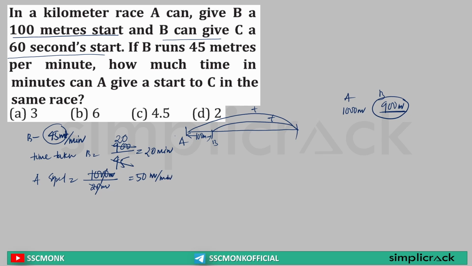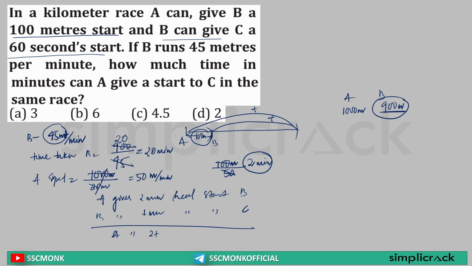Now, what was happening? Sir, A was giving B a head start of how much? Sir, 100-meter head start was given. A can complete that same thing in 5 2s are 20. That means 2 minutes. So how much time given? A gives 2-minute head start to B. B gives 1-minute head start to C. So A gives 2 plus 1, that is 3-minute head start to C.